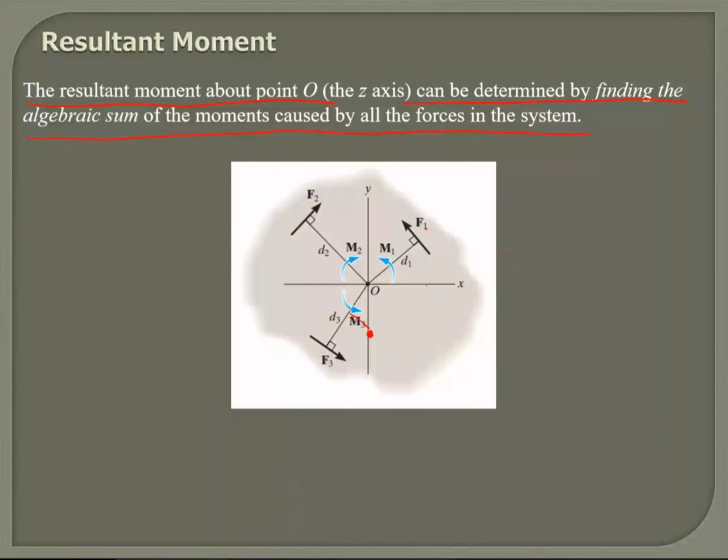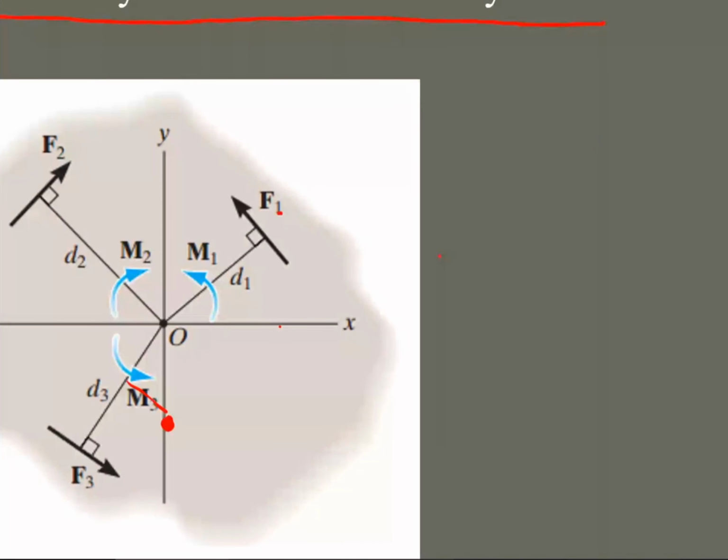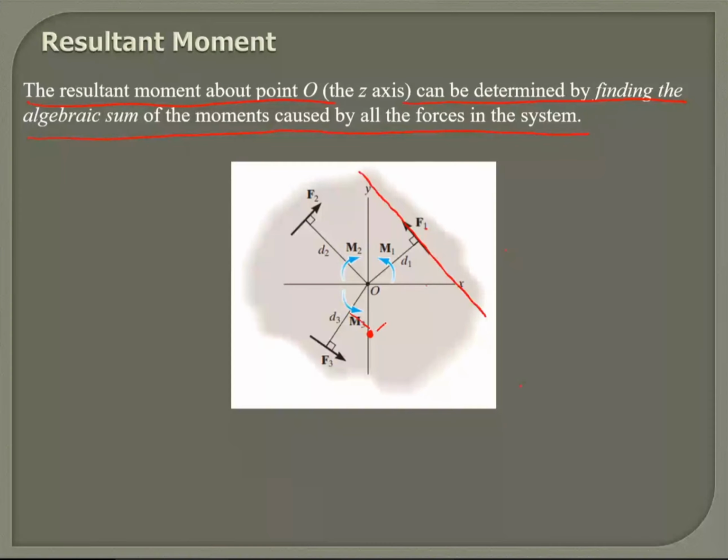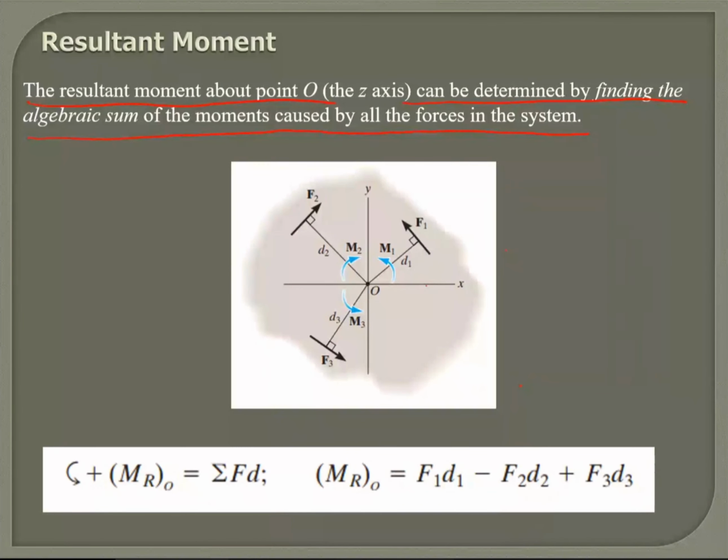Similarly, for F2, I've got a force line multiplied by its perpendicular distance. This will give me my M1. And force line multiplied by its perpendicular distance. This will give me my M3. So remember, force line, line of action, important. Okay, let's move on here.